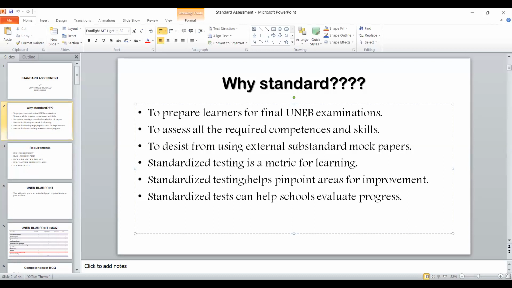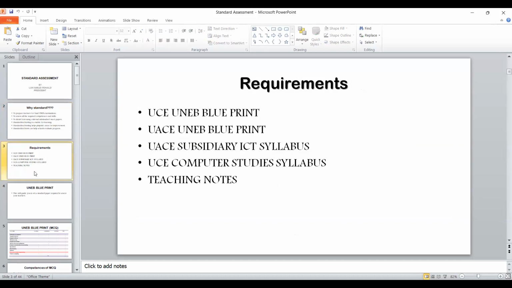Even testing helps to pinpoint areas for improvement. When you test your learners using a standard assessment, it helps you to find out the areas where you need improvement. Even these tests can help schools evaluate progress. So let us go. What are the requirements? Before you think about setting a paper, you must ensure that these requirements are there.